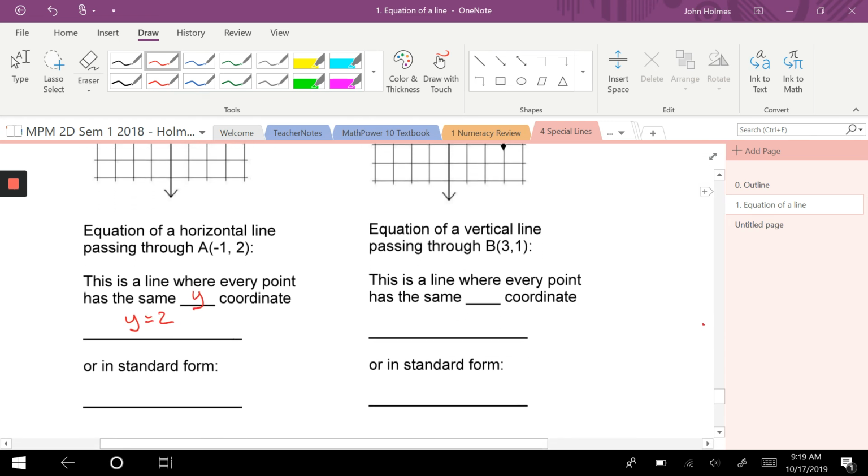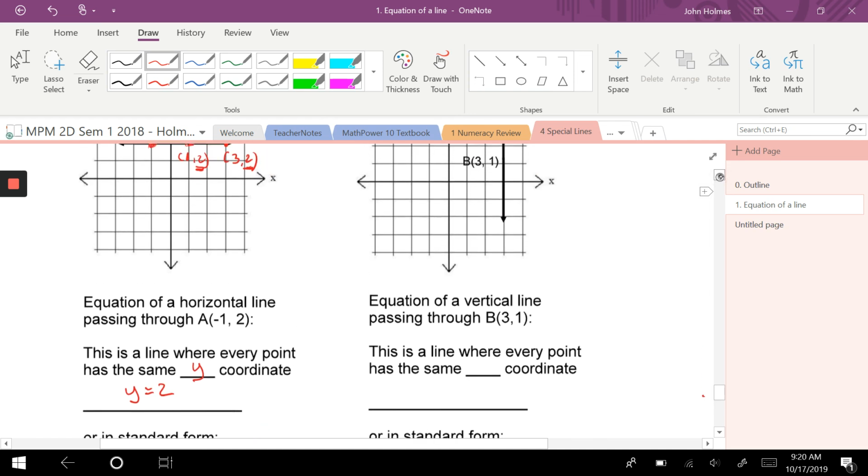In standard form, I need to have everything on the left-hand side. So then I subtract 2 from both sides. It becomes y - 2 = 0. And recognize in this particular case, a in front of x must be 0. b has a value of 1. c has a value of -2. Those would be the coefficients in standard form.